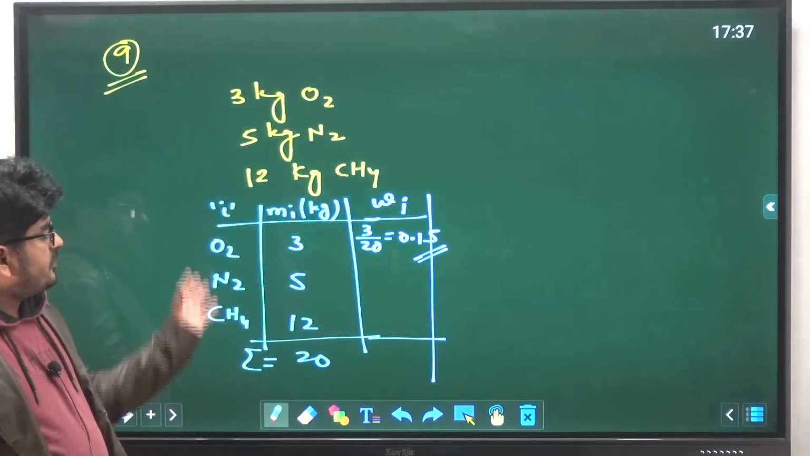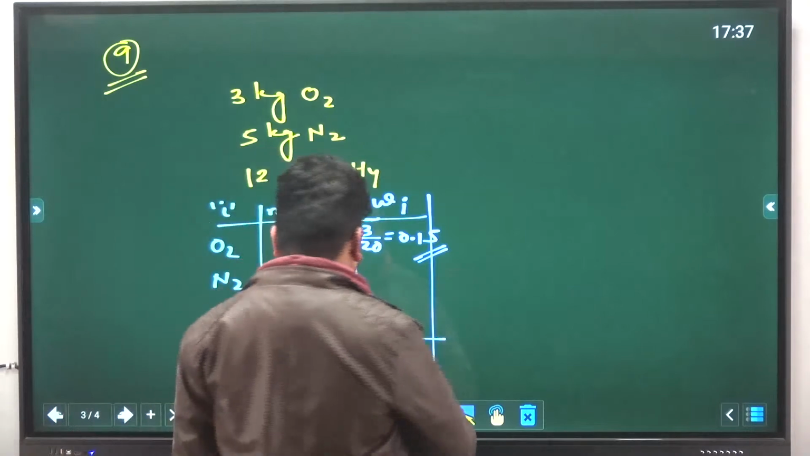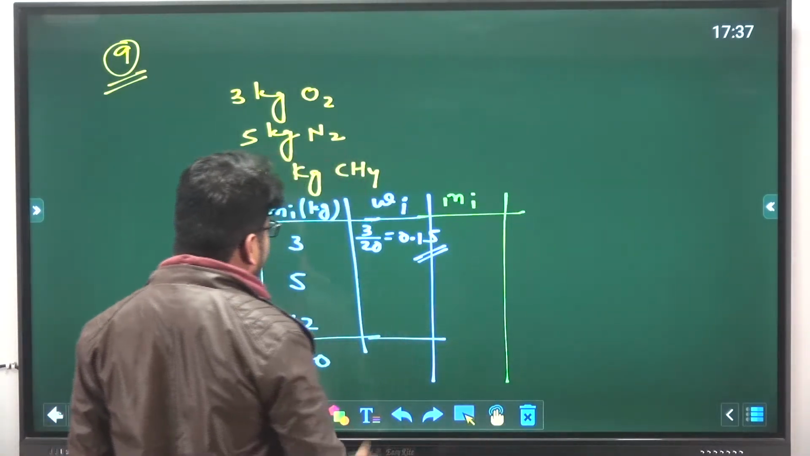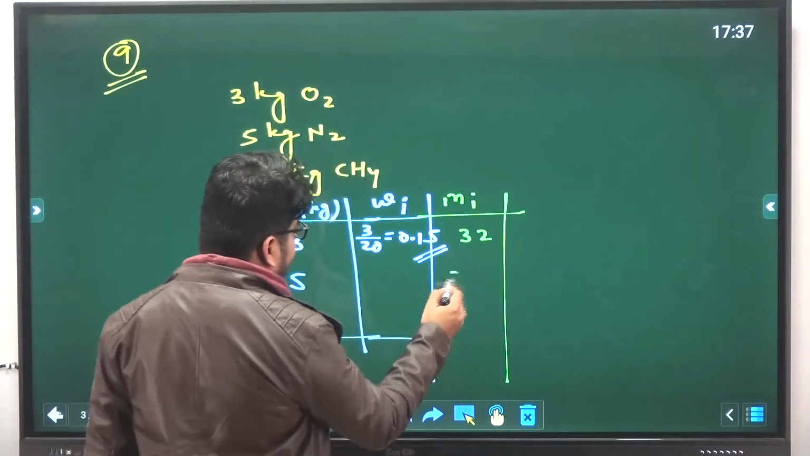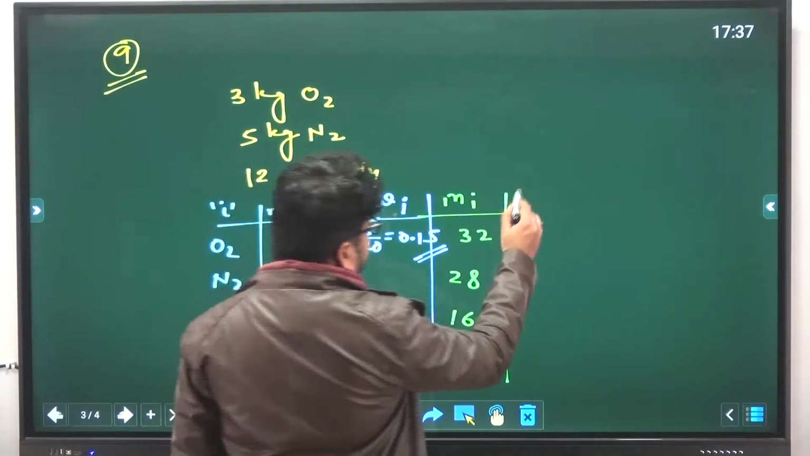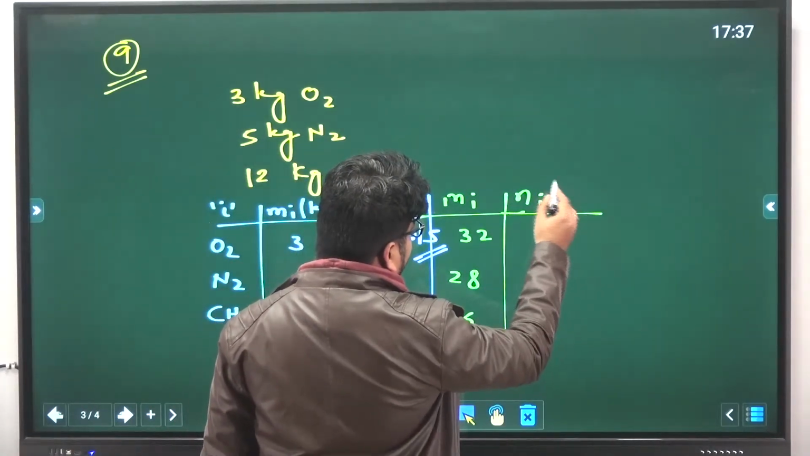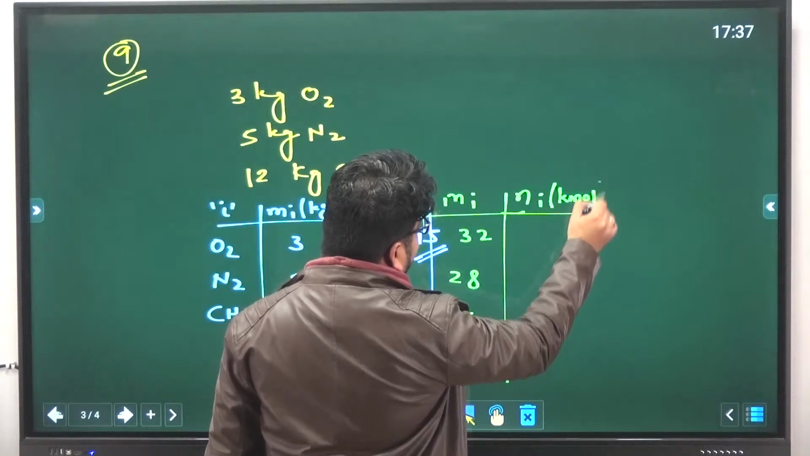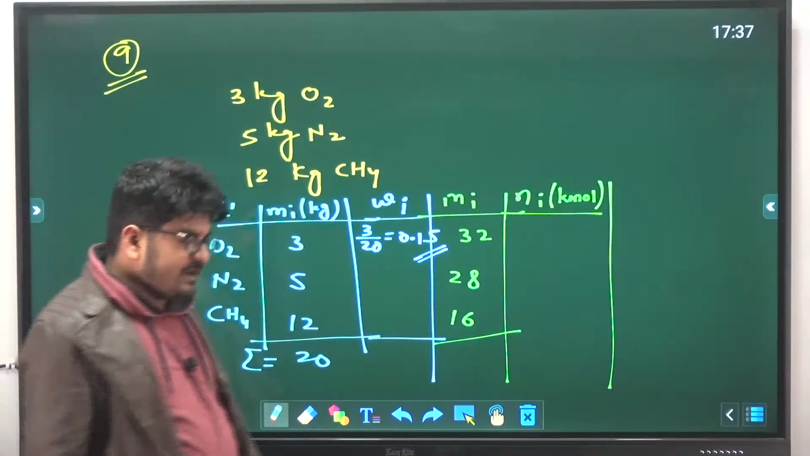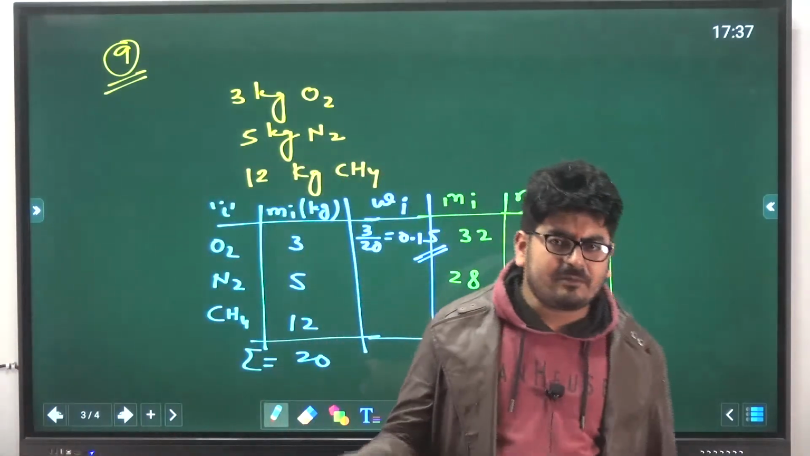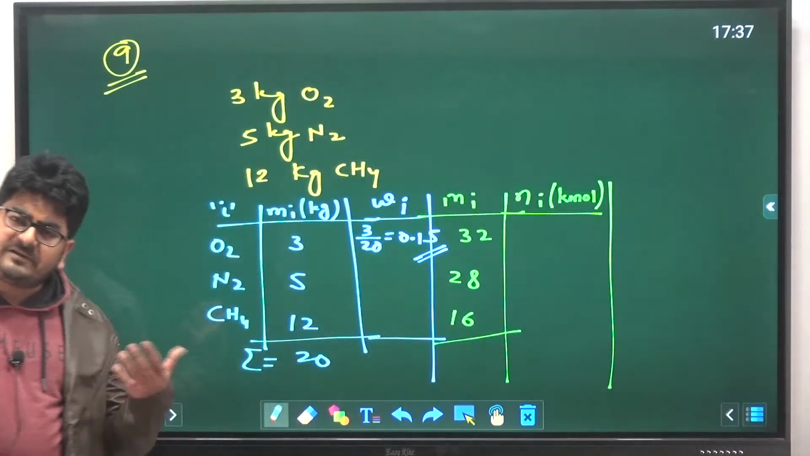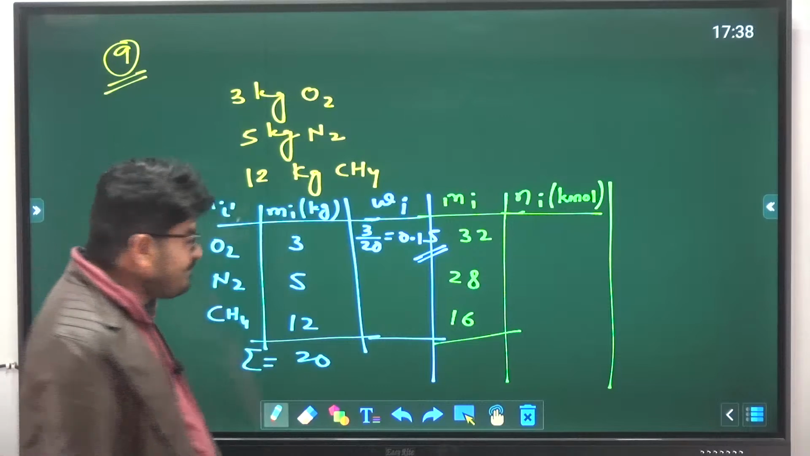Now if you need to calculate the mole fraction as well, just write down their molecular weights in another column. For oxygen it is 32, for nitrogen 28, and for methane it is 16. And then in the next column find out the number of moles. I hope you know that number of moles is mass of the component divided by molecular weight. If mass is in gram, that is gram mole. If mass is in kg, that will be kilomole. And if mass is in pound, that will be pound mole.